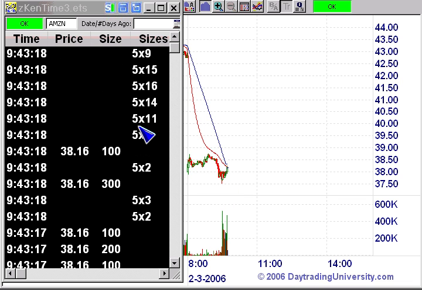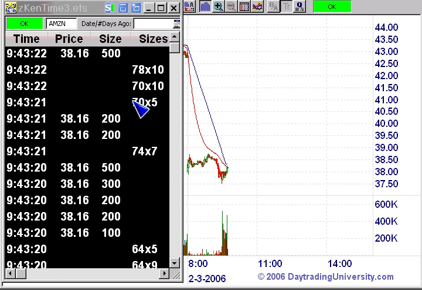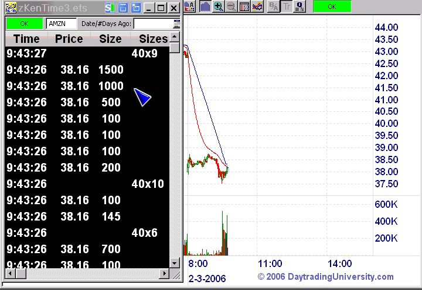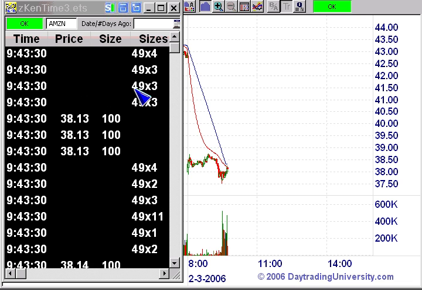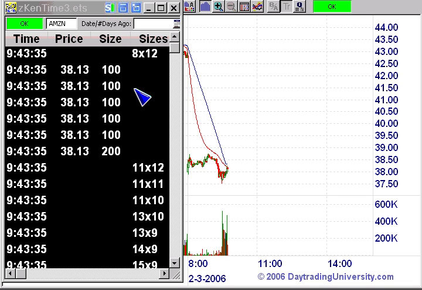How would I confirm that? Well, if I see a lot of large numbers on the left, which we're starting to, which is good, right? 70 by 5, 78 by 10. This is a sizes imbalance, one of the signals we look for, a speed trap. And this is the third of 4 signals that I want you to look at in time and sales. We covered 2 of the reversals and the continuations earlier.